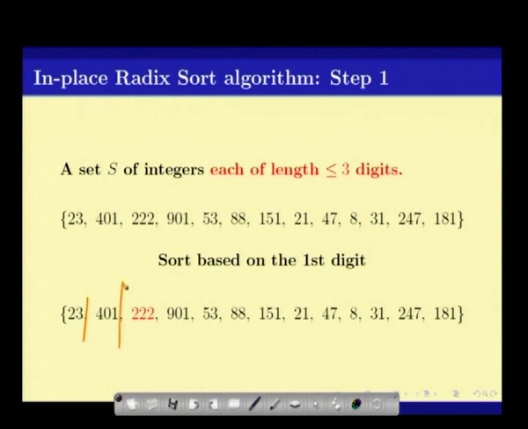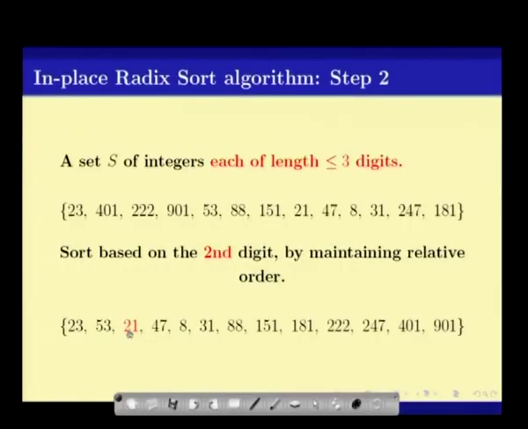Then we come to this number 222. At this point I need to put 222 in the second bucket, which is basically here. So I will swap this 222 and make a new bucket here, and so on. Thus, in other words, we can do this sorting in place.